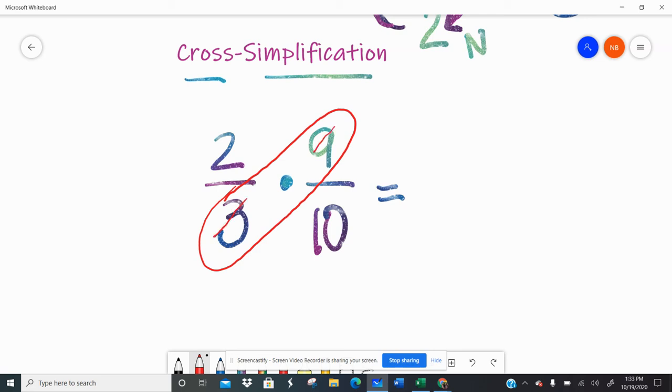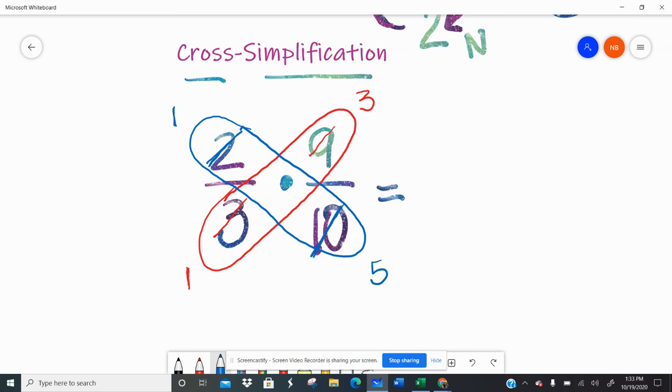Well, 3 and 9 are both divisible by 3. 9 divided by 3 is 3. 3 divided by 3 is 1. And then I look at the opposite numbers, 2 and 10. 2 and 10 are both divisible by 2. 2 divided by 2 is 1. 10 divided by 2 is 5.